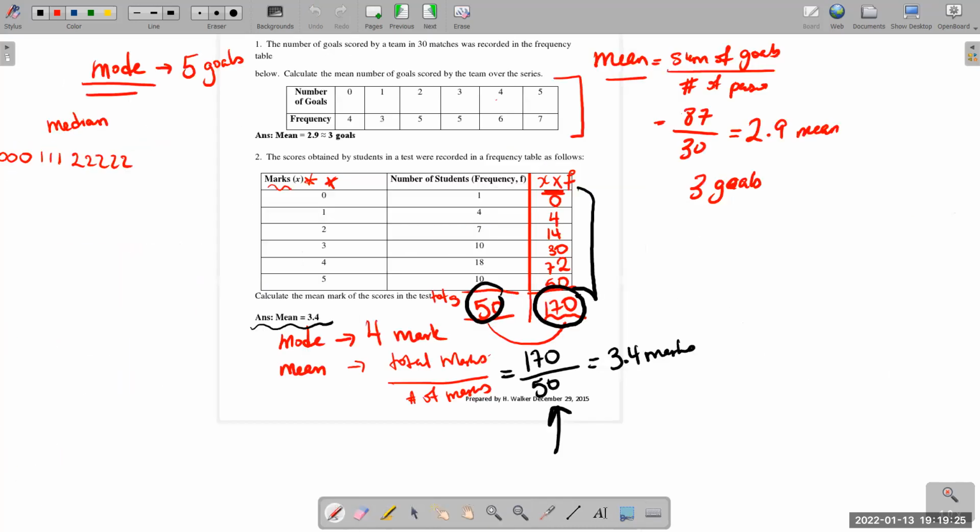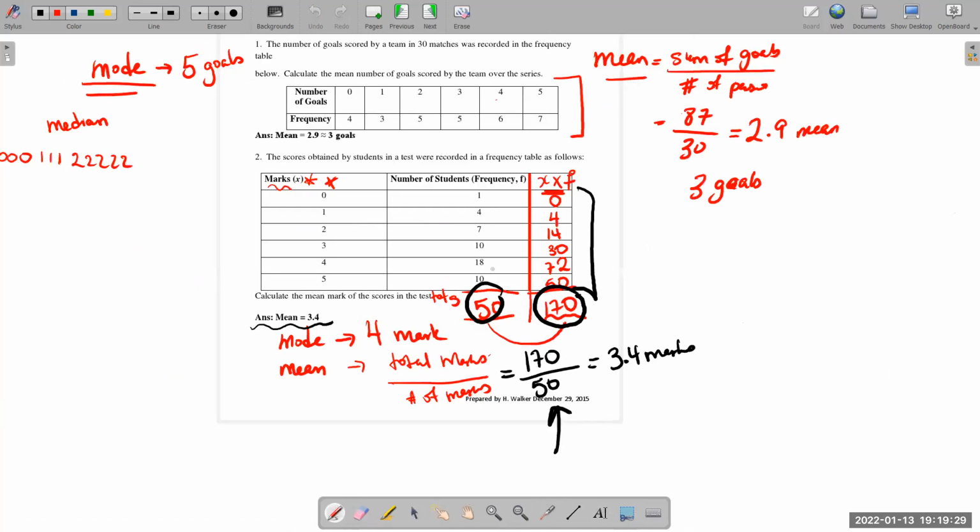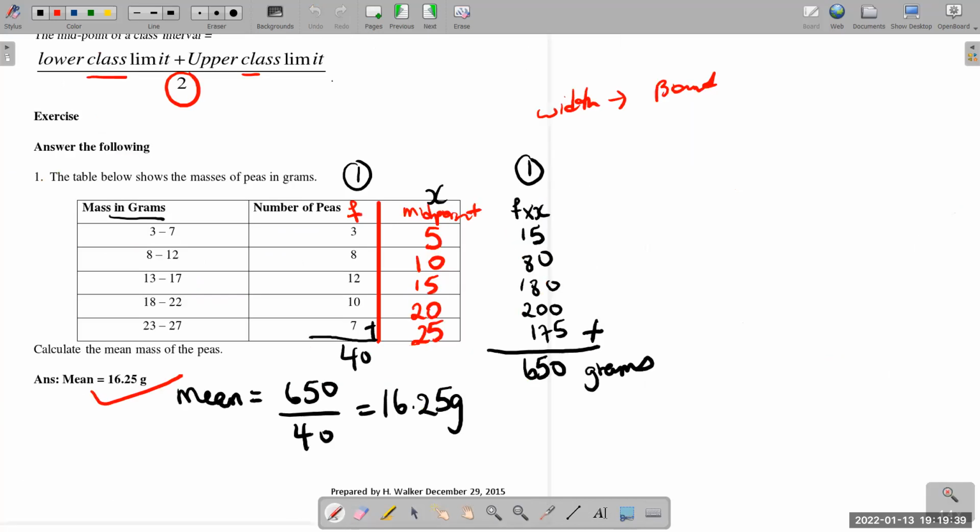Check what's going on with the two examples that we did before. Look at the first one here. Boom. Didn't we multiply f and x and then add it, and then add up f, and at the bottom we divide the two? And look at this one here now. Didn't we find f times x, which is this, and then we add it up and then divide it by the sum of f? That's it. That's how you find the mean.